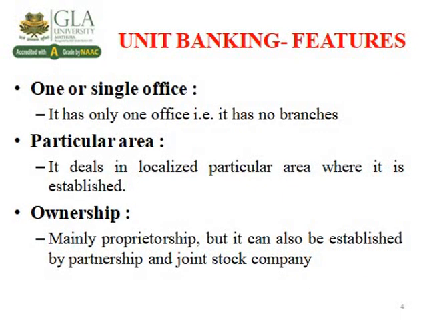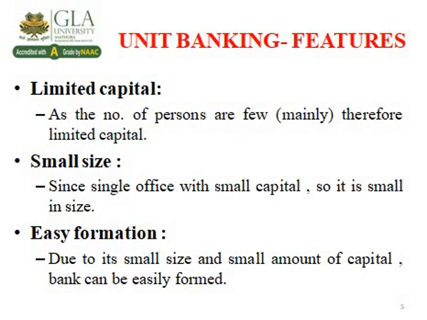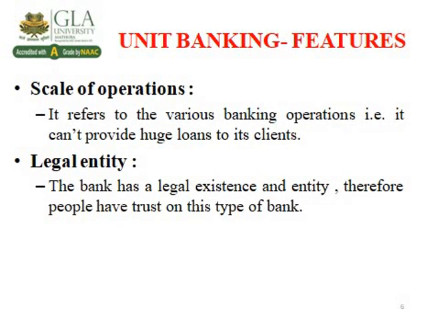These were a few of the unique features that may be on the meritorious side or on the negative side also. So: one or single office, limited geographical area, and ownership structure mainly constituted by partnership, proprietorship, and can be private or joint stock companies, right? Then, because of this limited approach, they have limited capital, their size is small, and few people are directly or indirectly related with it. So ease of formation is also there, which leads to a limited scale of operation.